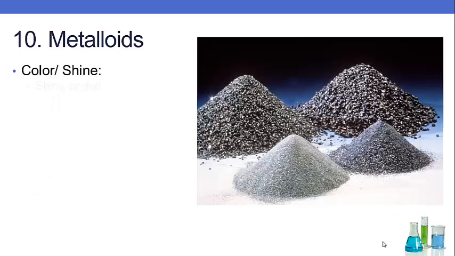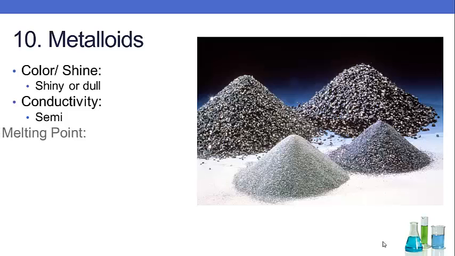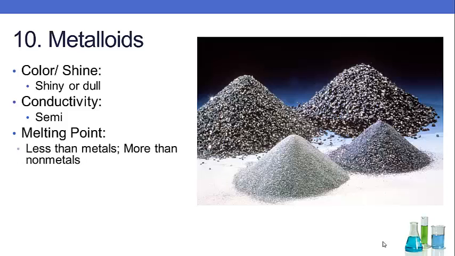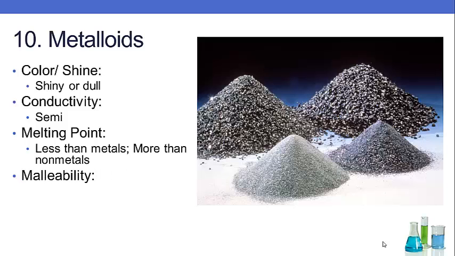The metalloids can kind of be in between. They can be shiny or dull. They're usually going to be semiconductors, so there are a lot of uses in computers and technology. The melting point is going to be a little bit lower than metals, but still higher than nonmetals. For malleability, they can be malleable or brittle. For example, silicon is very brittle. These are used a lot for technology and computer chips.